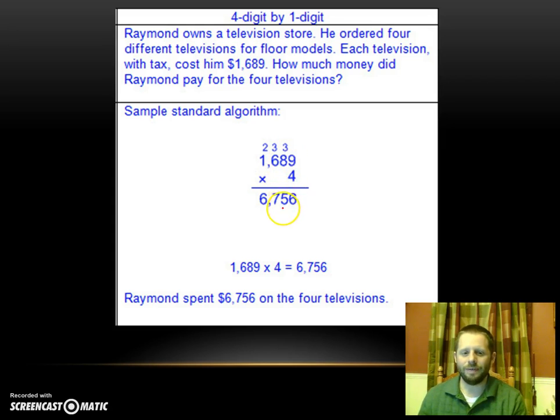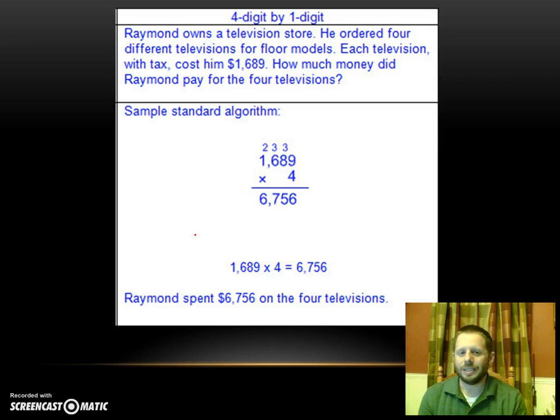So we'll bring down our 5, carry our 3 again. 4 times 6 is 24, plus 3 will give us 27. We'll bring down the 7, carry our 2, and then we'll do 4 times 1, which is 4, plus 2 more gives us 6. And so we figure out that the 4 televisions will cost Raymond a total of $6,756.